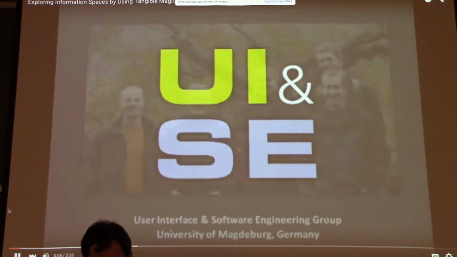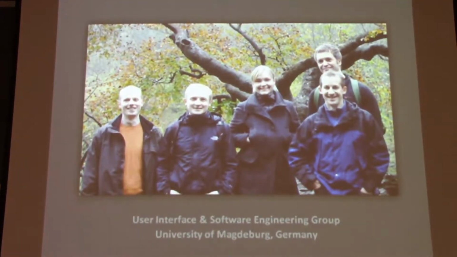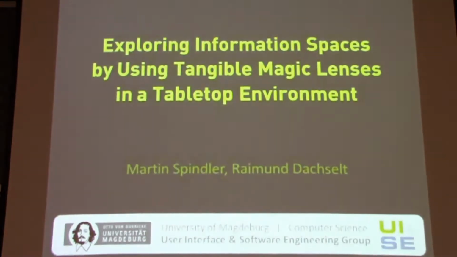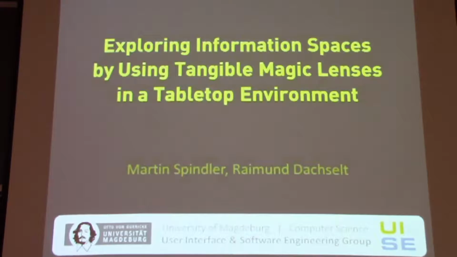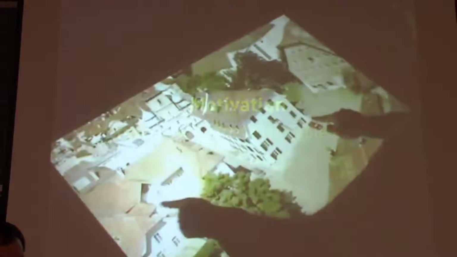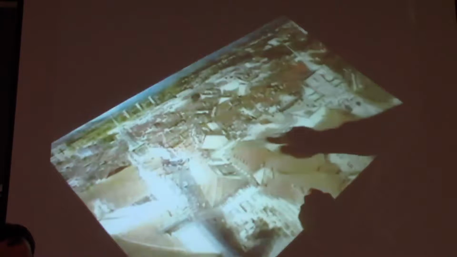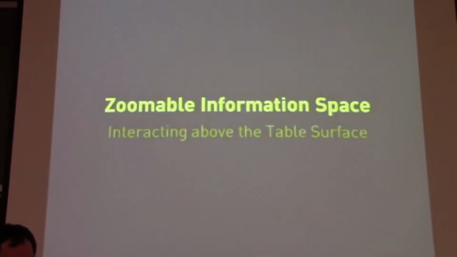In this video, the User Interface and Software Engineering group at the University of Magdeburg, Germany is demonstrating a set of novel navigation techniques for exploring information spaces by using tangible magic lenses in a tabletop environment. Up to now, tabletop interaction is often limited to the two-dimensional surface. In this example, users can zoom and pan through large pictures by performing multi-touch gestures on the table surface. In the following, we show how this task can be accomplished in a more natural way.